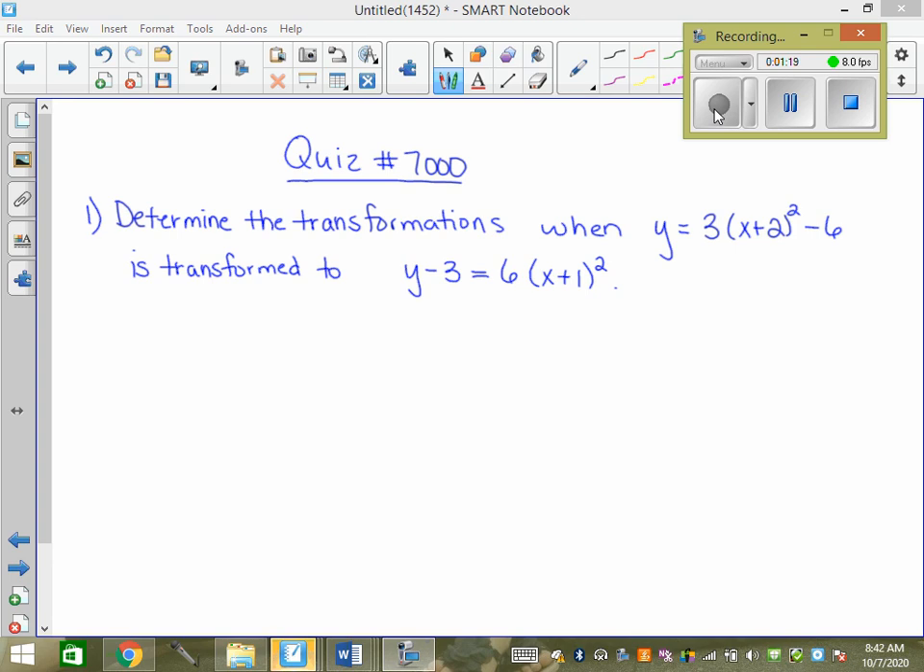So we're going from a quadratic to a quadratic. So you have to actually literally look at the first quadratic and see how you have to move that one to get to your new quadratic, right? Quadratic to quadratic. Number 2.